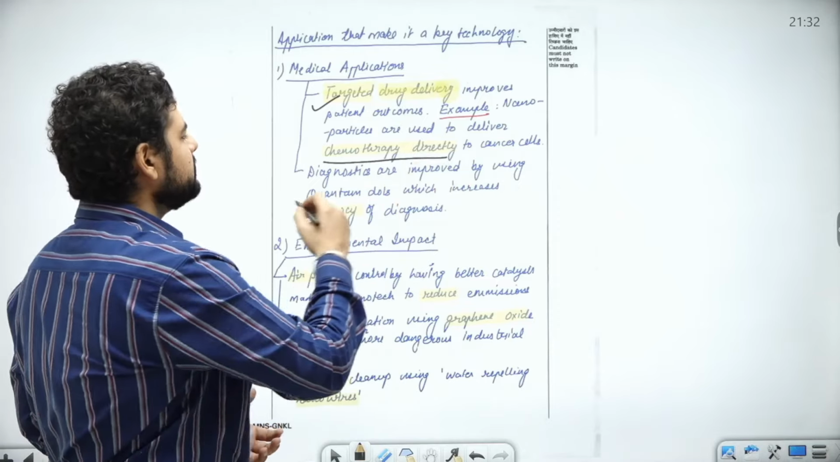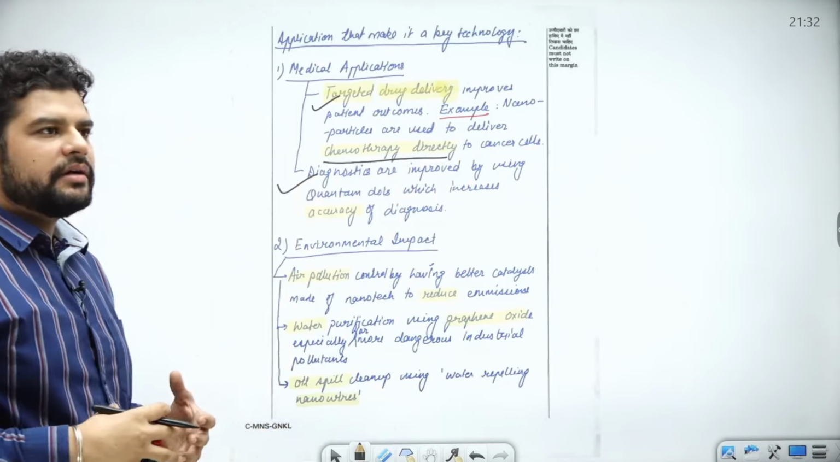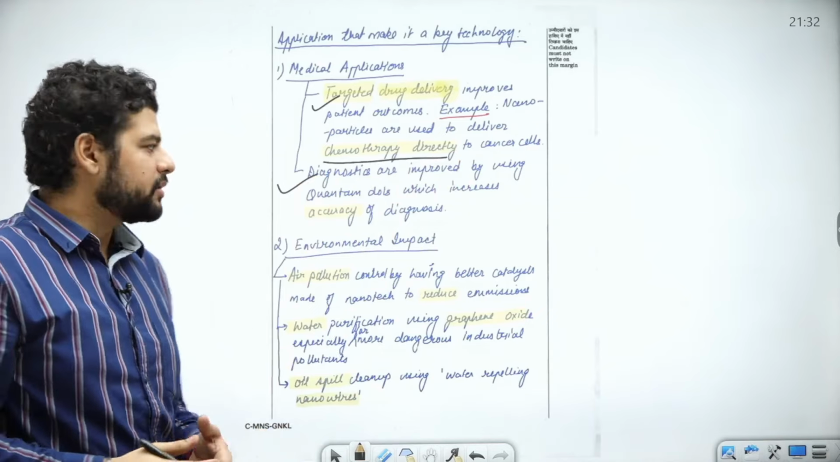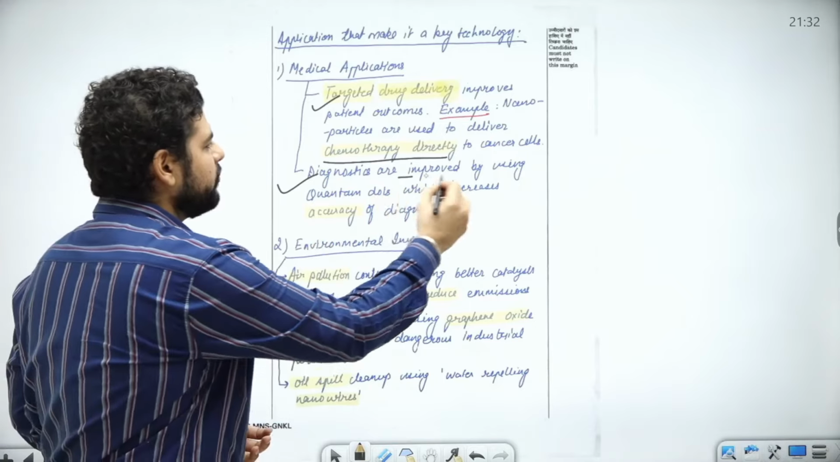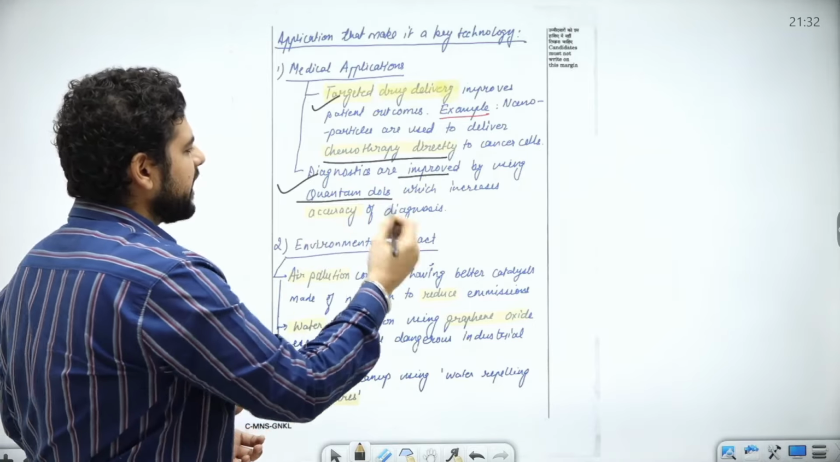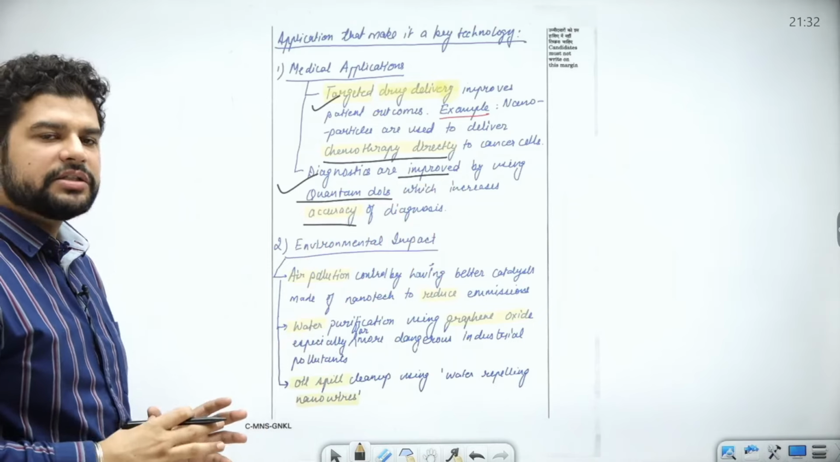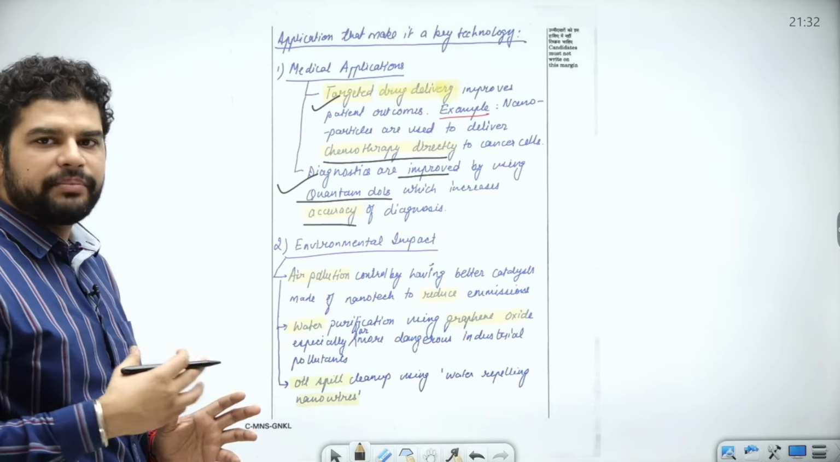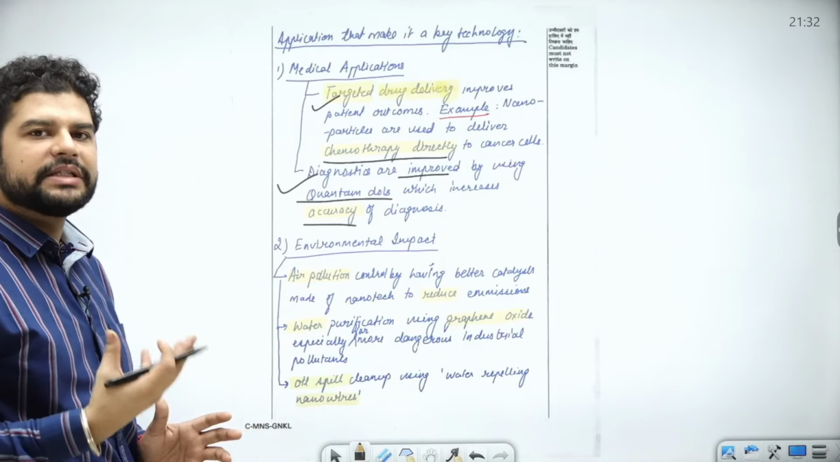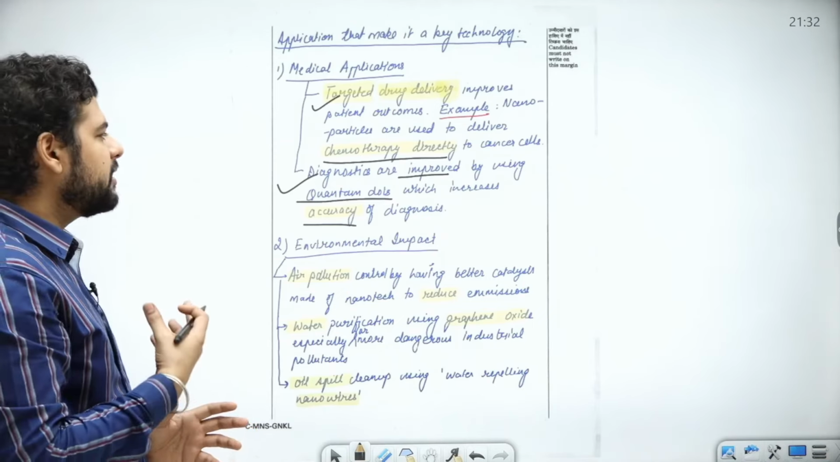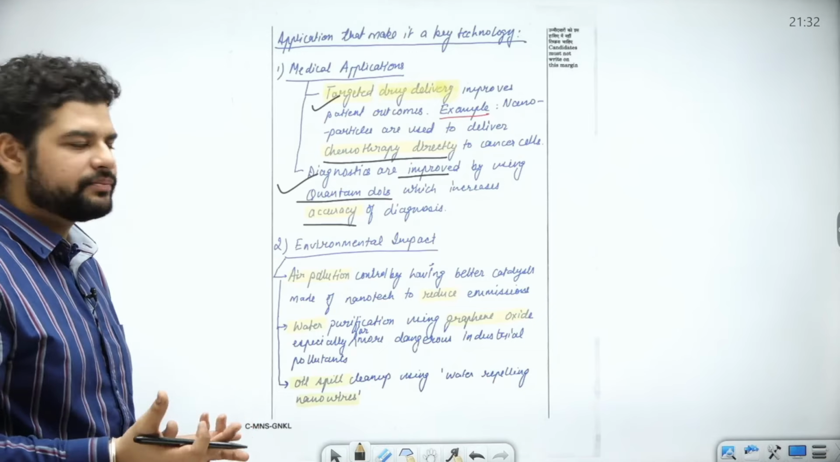Okay. Second, identifying the disease is also important. So diagnostics are improved by using quantum dots, which is a nanotech, which increases the accuracy of the diagnosis. So nanotechnology will improve the patient outcomes. That means it will solve the disease better. It will help in detection of disease also, right?